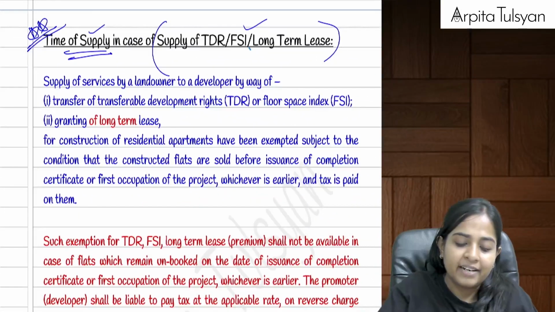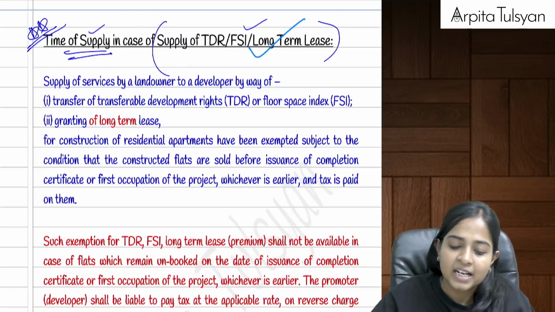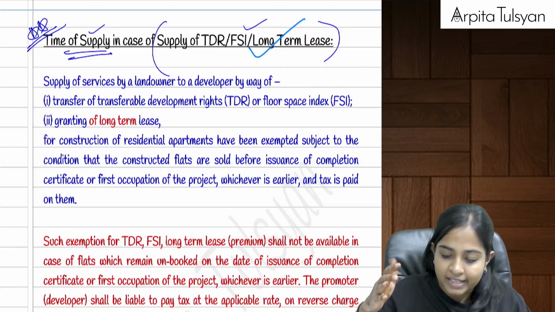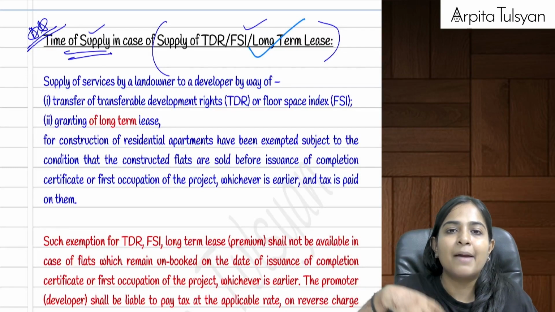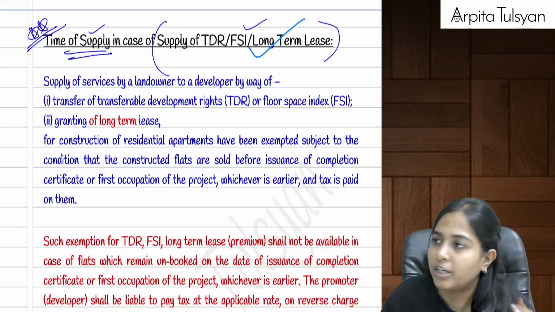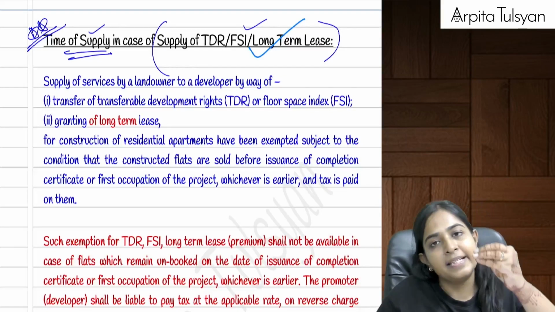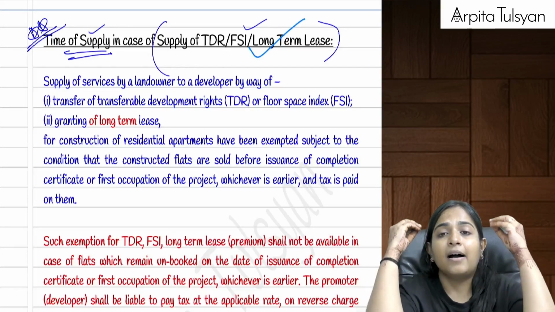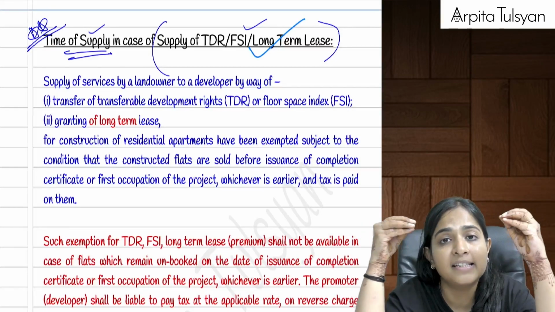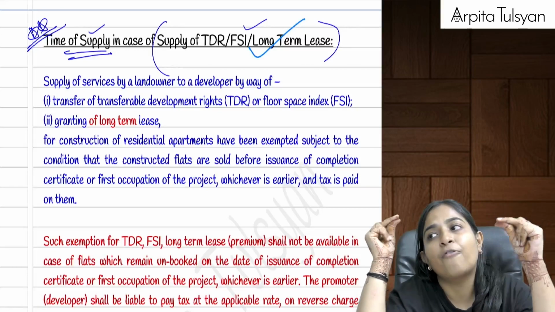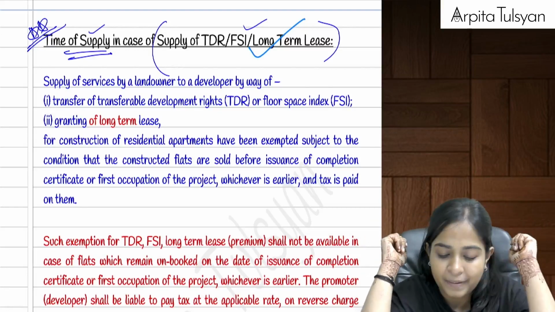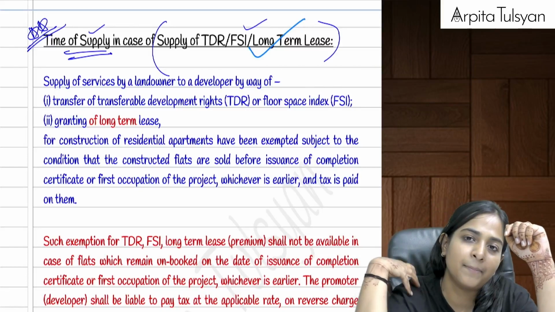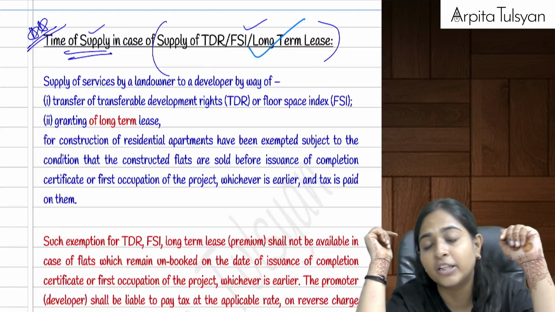Then we had seen this for supply of TDR, supply of FSI and long-term lease. Let's say I'm the landowner, I'm giving the development rights to a particular promoter or builder, asking them to construct a structure on this and give it to me, where I'm not transferring my land, I'm giving just the development rights. For that we have already seen the taxabilities in the previous chapter. In this case also we know that reverse charge mechanism is applicable. There is no liability on the landowner, the liability will come on the promoter.